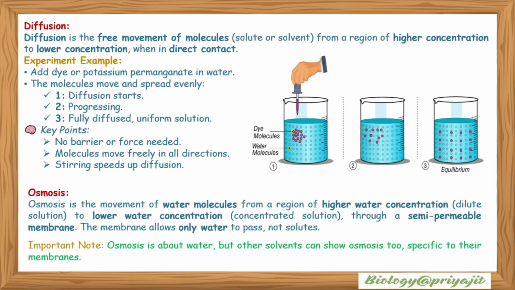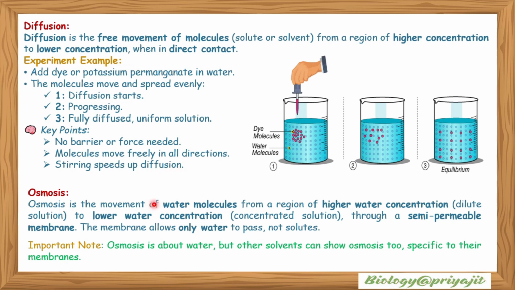Diffusion. Diffusion is the free movement of molecules like solute or solvent from a region of higher concentration to a lower concentration when in direct contact. Experimental example: add dye or potassium permanganate in water. These molecules move and spread evenly. As diffusion progresses, it becomes fully diffused and makes a uniform solution. Key points include: no barrier or force needed. Molecules move freely in all directions. Stirring speeds up the process of diffusion.